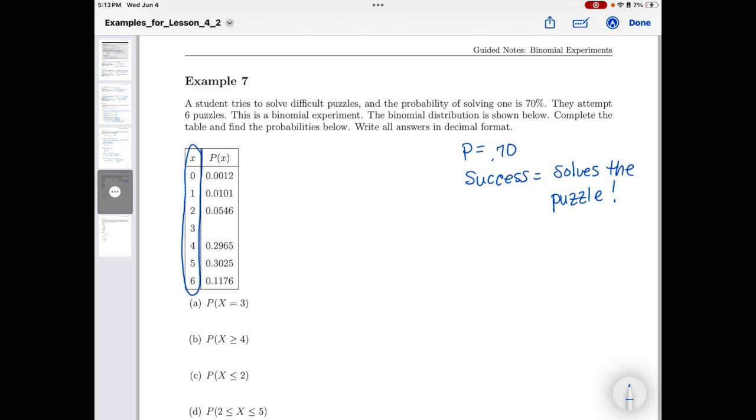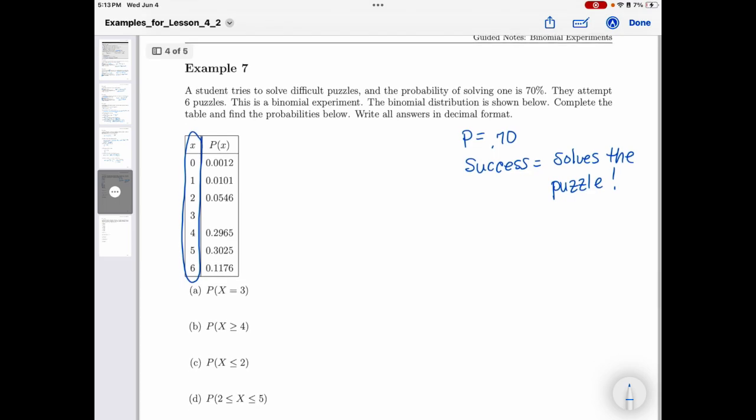Let's see, we're going to complete the table and find the probabilities below. In order to complete the table, we need to know what this missing value is. What's the probability when x is equal to 3? That's what's missing. So in order to do that, we need to add up all the values and subtract from 1, and whatever is left over is going to be the probability for x is equal to 3.